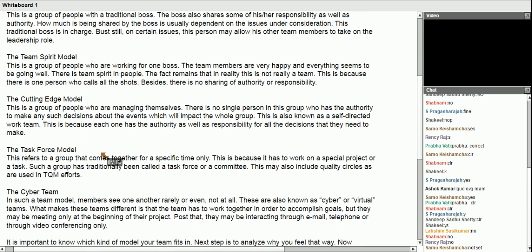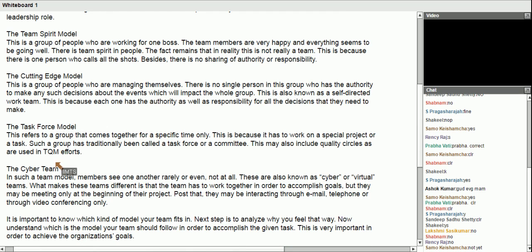Total quality management efforts. Fine. And next one is the cyber team. In such a team model, members see one another rarely or even not at all. Cyber means what? Virtual. What makes these teams different is that the team has to work together in order to accomplish goals, but they may be meeting only at the beginning of their project. Post that, they may be interacting through emails.